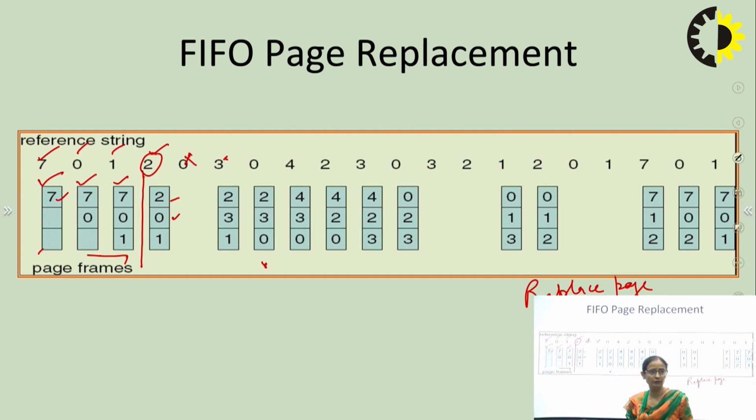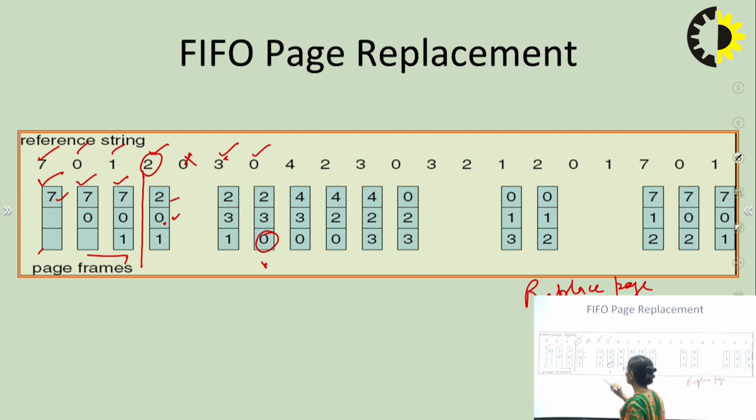So we need a victim frame. Who is the victim frame among 2, 0 and 1? 0 is the one that has been brought into the memory first among these 3. So we will replace 0 with 3. So this is another page fault. In the case of 0, another page fault.